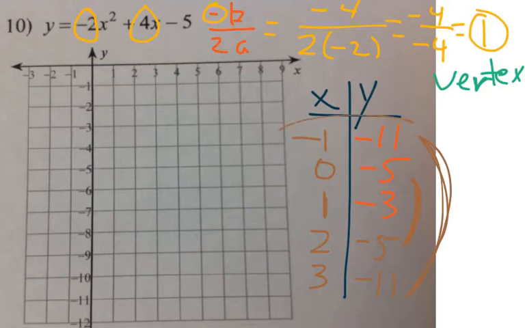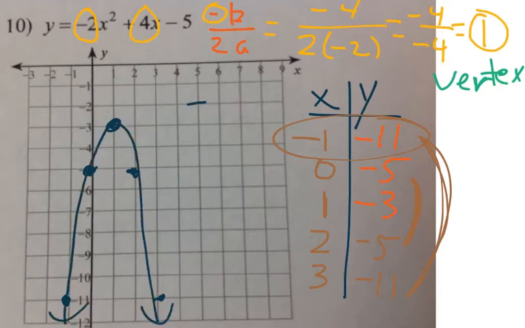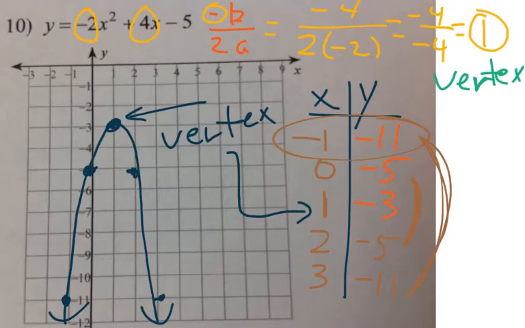So I'm just going to go to negative 1, negative 11, which is down there. I'm going to go to 0, negative 5 right there. I'm going to go to 1, negative 3 right there. I'm going to go to 2, negative 5, and finally 3, negative 11, and there is my parabola. And there is my vertex that we were just talking about. Notice the vertex, guys, is that middle number in your table. So pause the video if you need to.